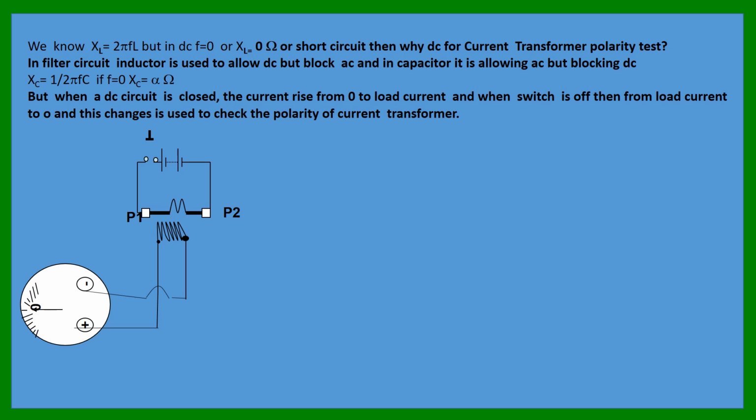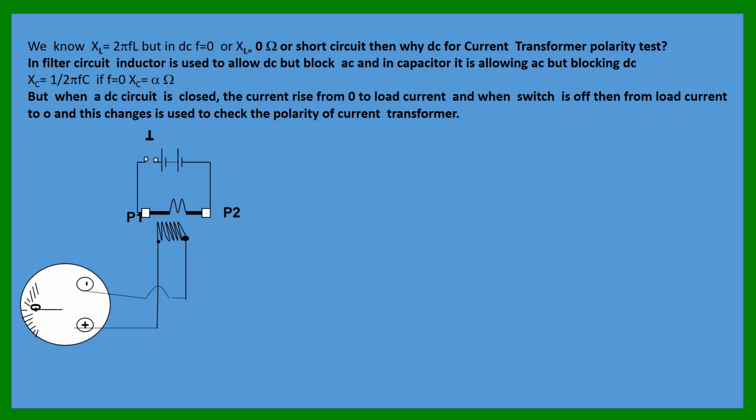In the pre-commissioning test, we will check the polarity of the power transformer, of the CT, of the PT, and the auxiliary transformer. So, we know that we are using 6 volt DC for CT's polarity checking.